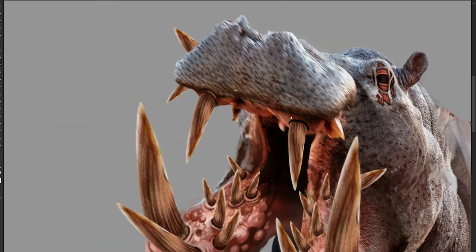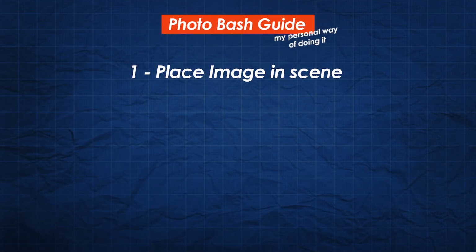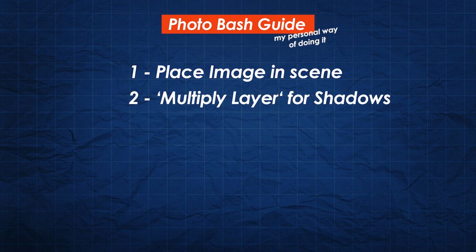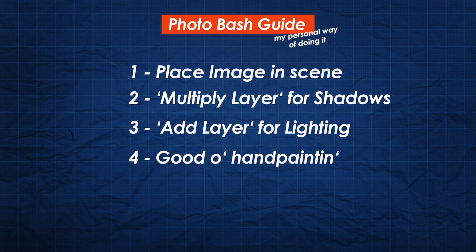If I had to break down my process in a few very simple steps, it would go like this. First, paste an image, mask and transform it so it fits nicely. Second, create a layer set on multiply for shadows, make sure the color matches the other shadows though. Third, create another layer set on add for highlights. And fourth, do further adjustments and paint on top as you see fit.